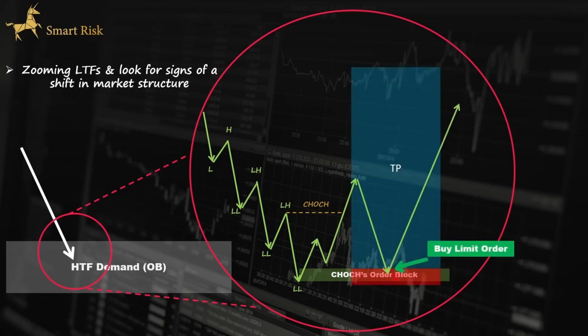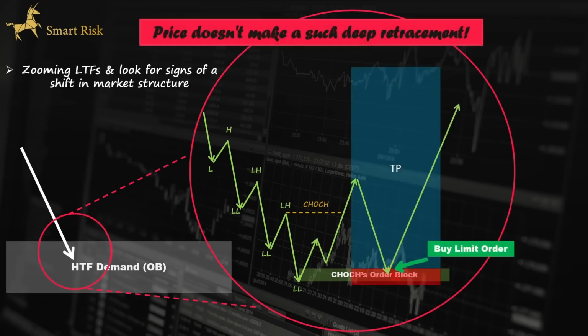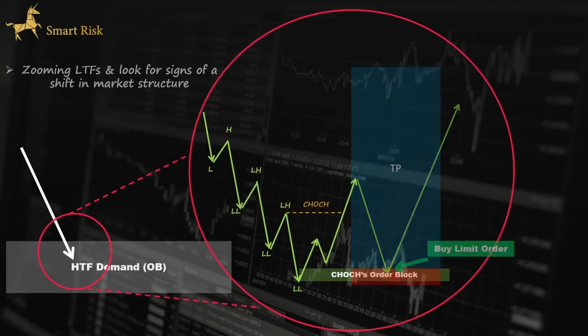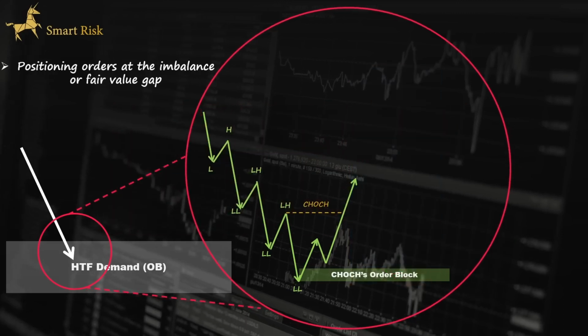As you know, guys, most of the time, the price doesn't make a deep retracement to activate the extreme order block generated by the change of character on the lower time frame. In such scenarios, what alternatives should we consider to prevent missing market entries? We have two potential options to explore to ensure we don't miss out on high-probability trades.